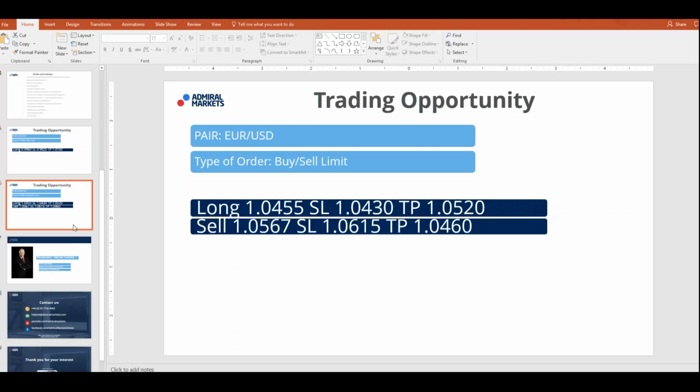And next thing is euro dollar. Okay, my primary trade, guys, for euro dollar is 0.455 long, okay? This is the primary trading opportunity. This sell trade is secondary trading opportunity.